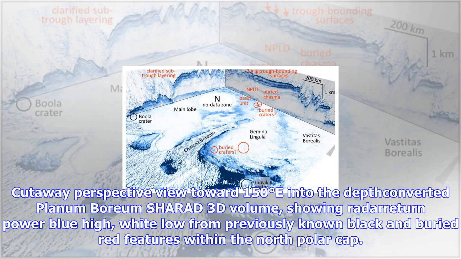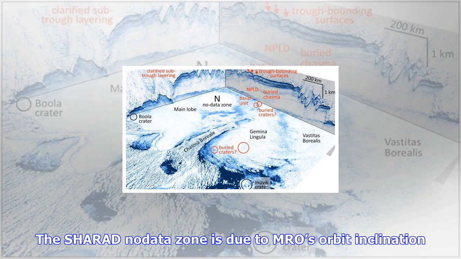Cutaway perspective view toward 150 degrees E into the depth-converted Planum Boreum SHARAD 3D volume, showing radar power: blue high, white low, previously known black, and buried red features within the North Polar Cap. The SHARAD no-data zone is due to MRO's orbit inclination. Depth conversion assumes pure water ice, with a dielectric constant of 3.15. Scale is approximate and varies in this perspective, with vertical exaggeration of 13.61.